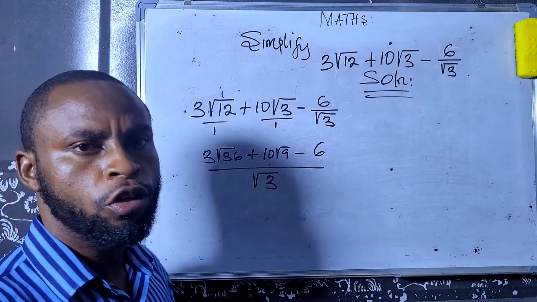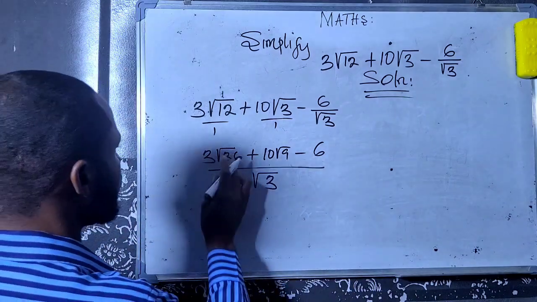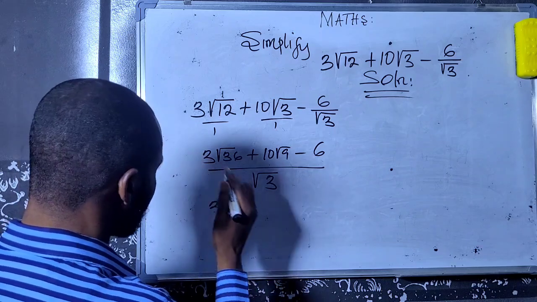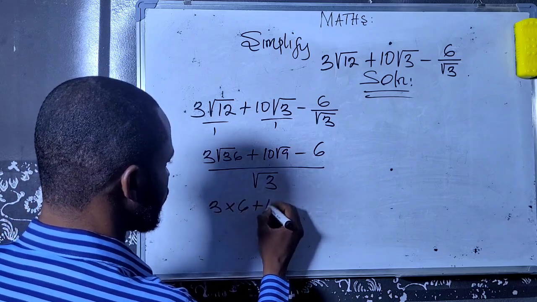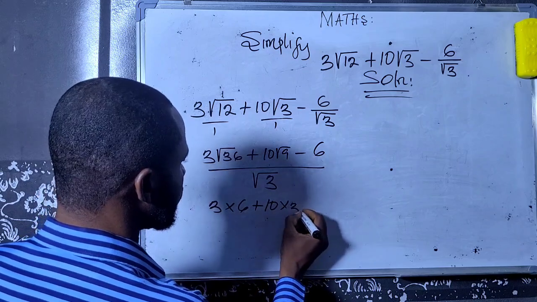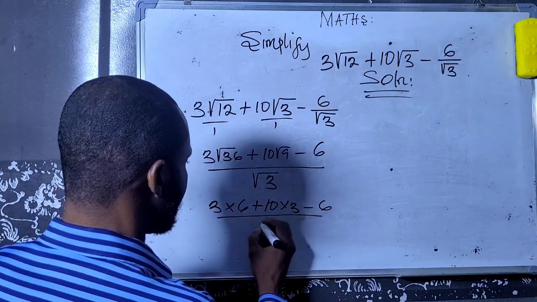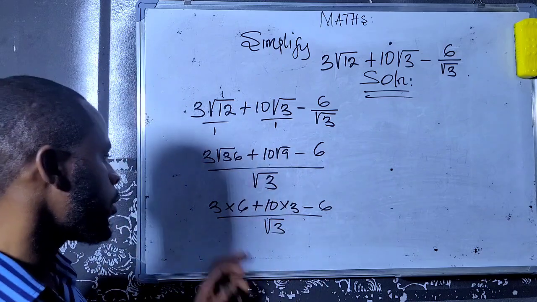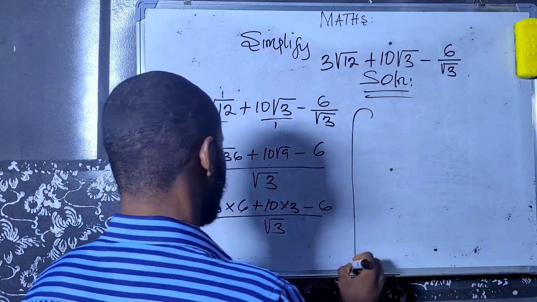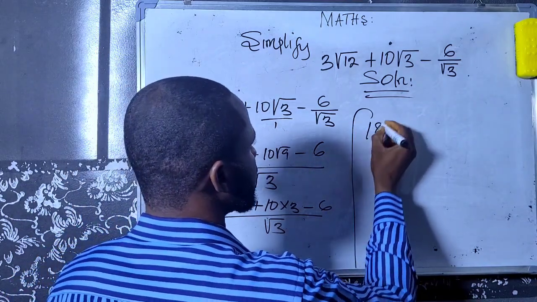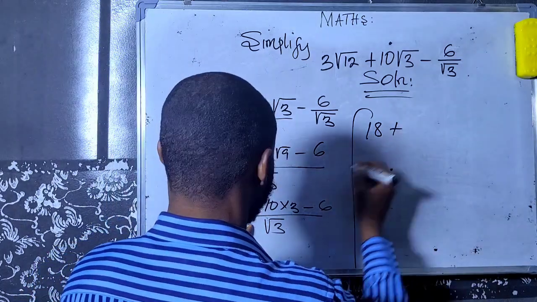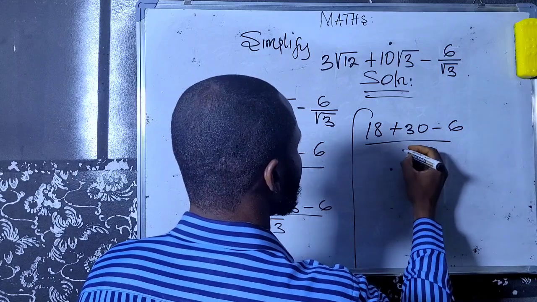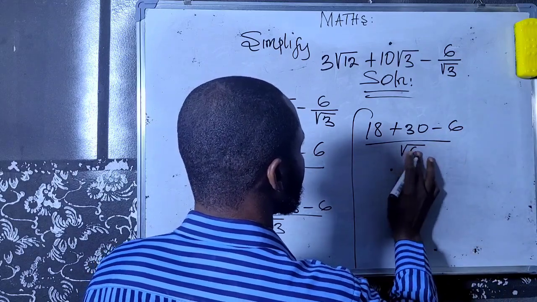When we simplify the numerator first, we have here 3 root 36. That to give us 3 multiplied by root 36 will give us 6, plus 10 root 9 will give us 3, then minus 6 divided by square root of 3. Then if we simplify the numerator further, we are going to have here 3 times 6, that will give us 18. Then plus 10 times 3, that will give us 30. Then minus 6 divided by square root of 3.